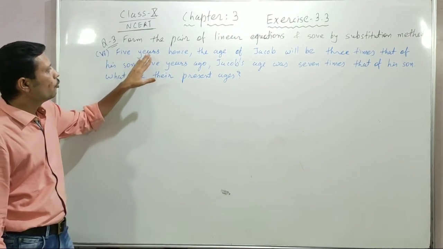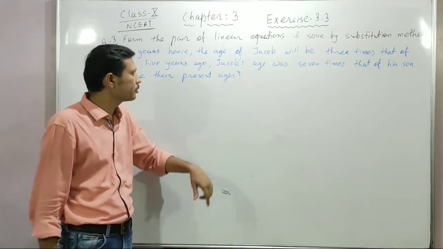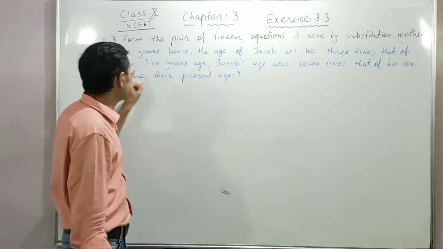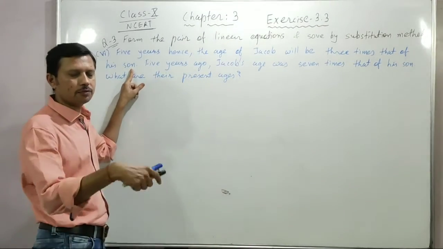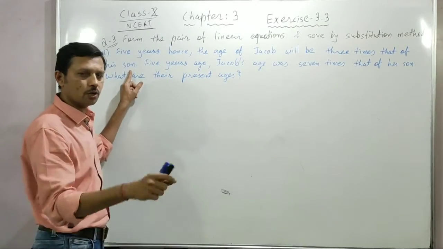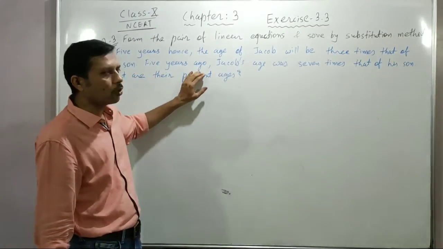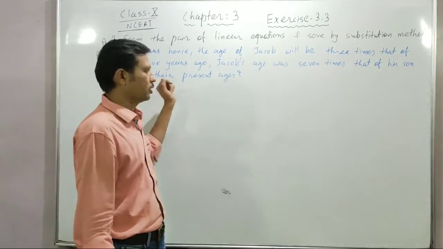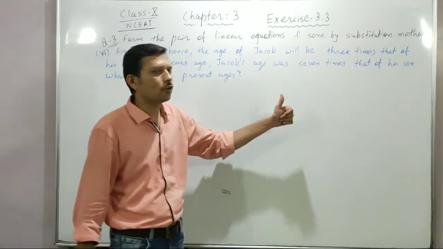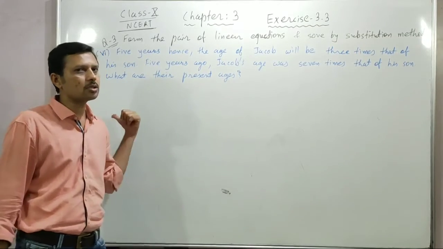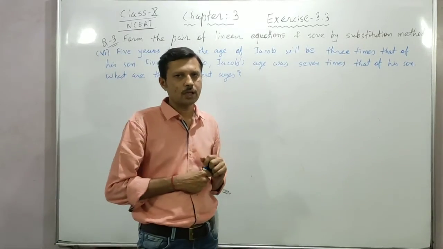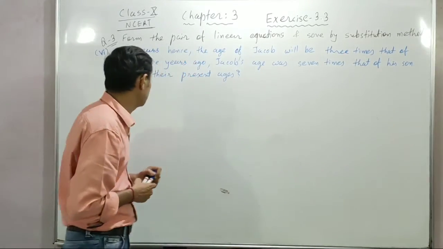The question is: 5 years hence, that is, after 5 years, the age of Jacob will be 3 times that of his son. After 5 years, Jacob's age will be 3 times the age of his son. 5 years ago, it's a past. Before 5 years, Jacob's age was 7 times that of his son. In the past 5 years, we are comparing the age of Jacob and his son. So Jacob's age was 7 times his son's age.